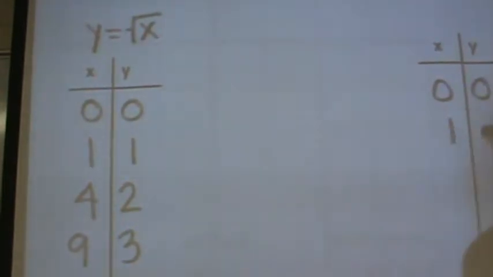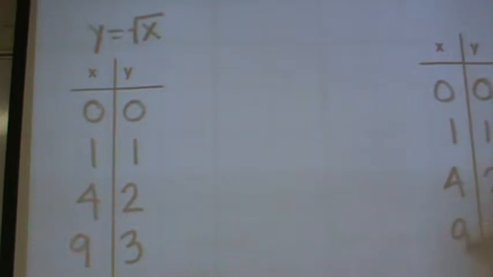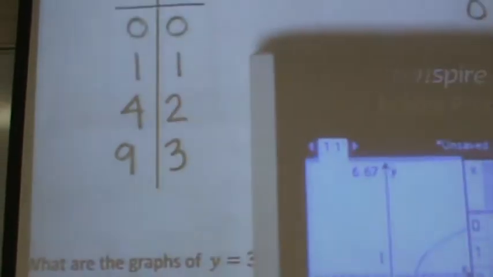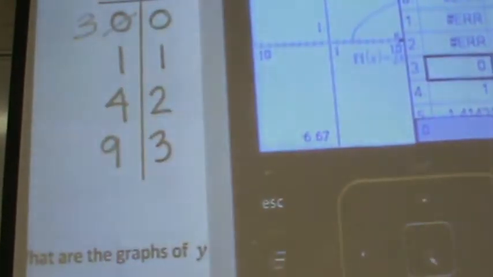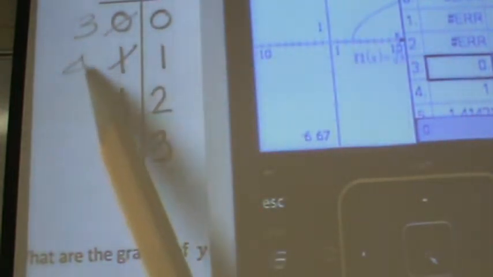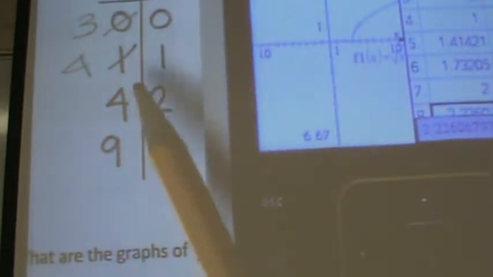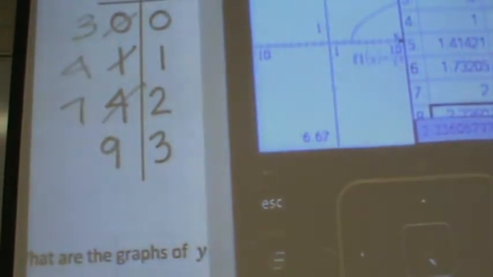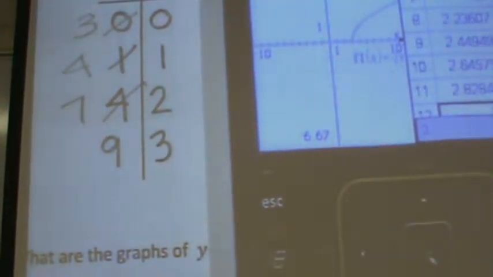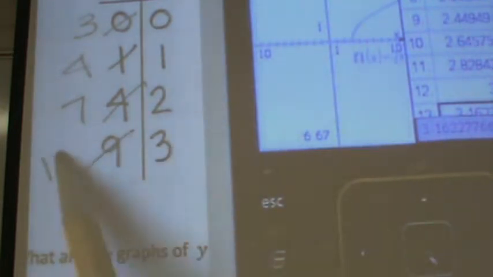And Mr. Duke, do you have this graph yet? Okay. He just put in his calculator y equals the square root of x minus 3. And let's look at our points. We now have 3, 0. And then we have 4, 1. And then we have, what's the next one? 7, 2. Yeah. And we have 12, 3. So what happened?